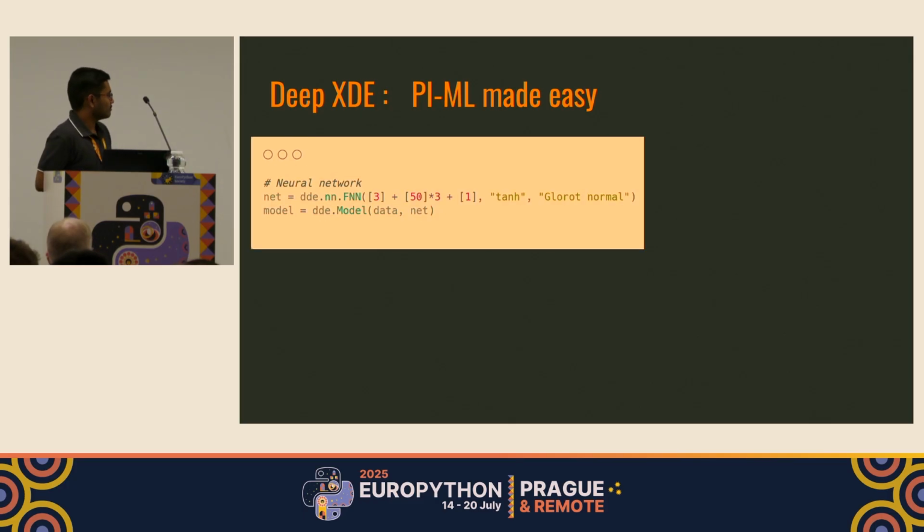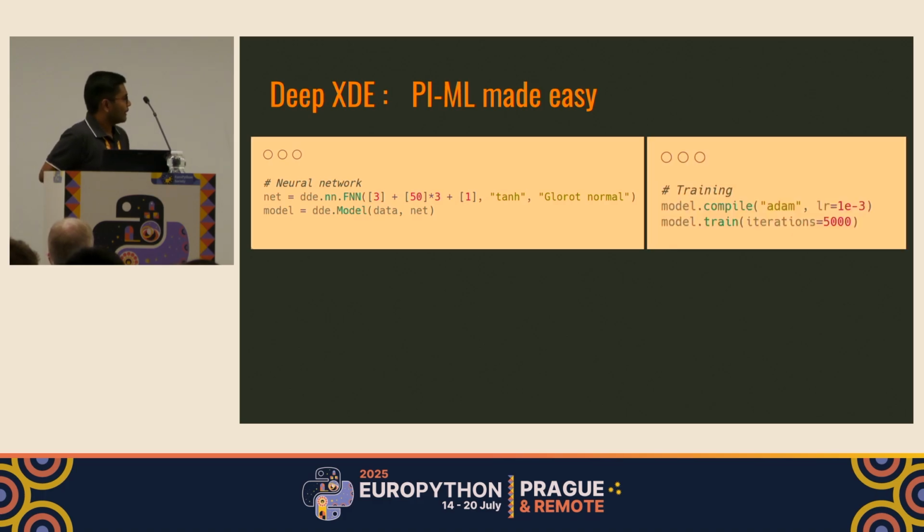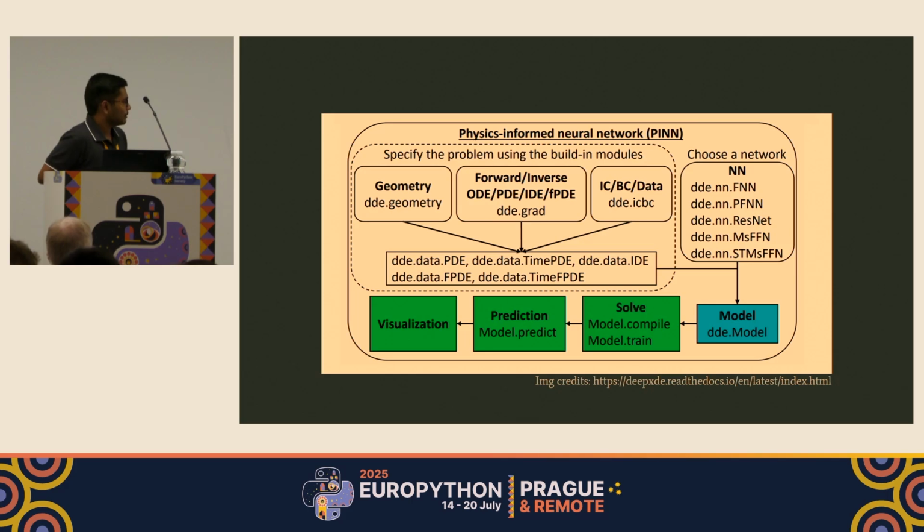We define a very simple model like this and compile it, and yeah, it's done. So first we define the geometry, then we define the physics of the problem, the partial differential equation. Then we combine the available data, which is initial condition or boundary condition, put them in a bigger container, choose a network, and then train and compile a model.